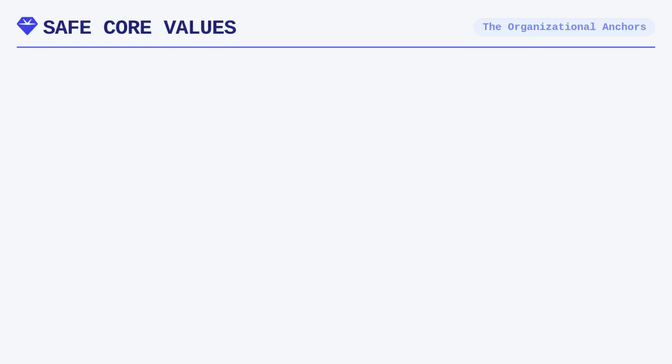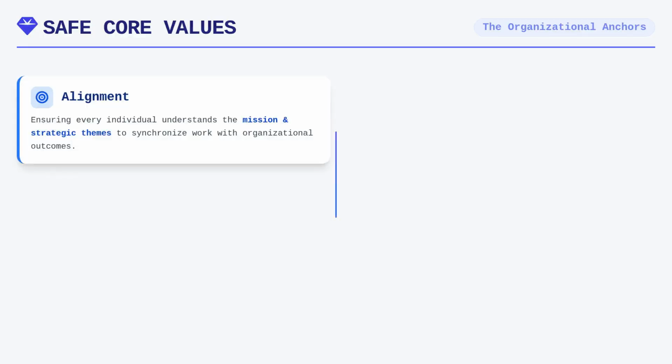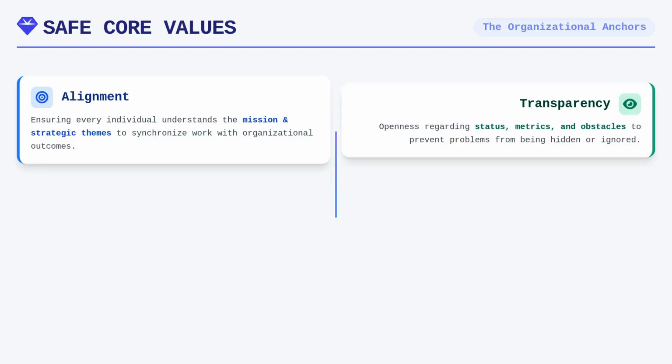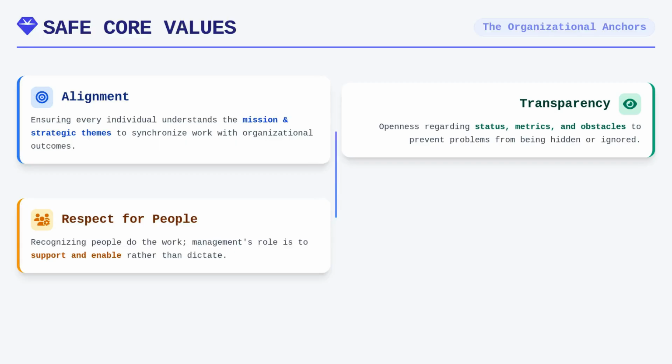The SAFe core values are the non-negotiable standards by which we measure all organizational behavior within a framework. Alignment is the first value, emphasizing that everyone must understand the mission and the strategic themes of the enterprise to ensure individual work contributes to organizational outcomes.